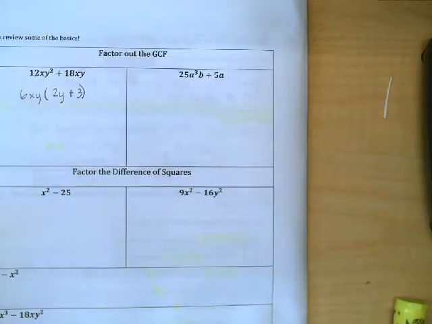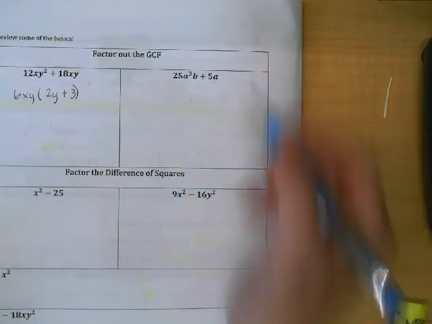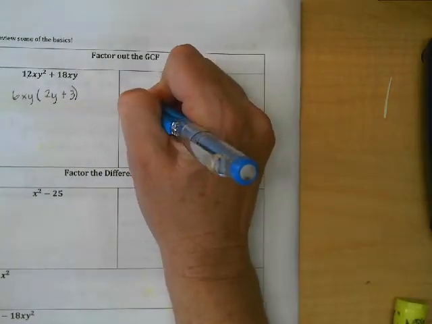There it is. Over here, they both have a 5a. Now, I want you to be careful with a problem like this.